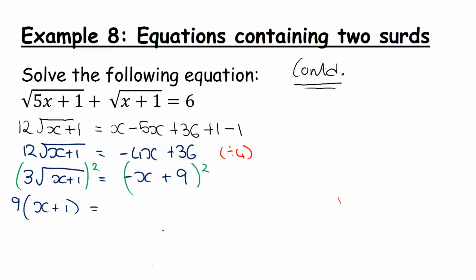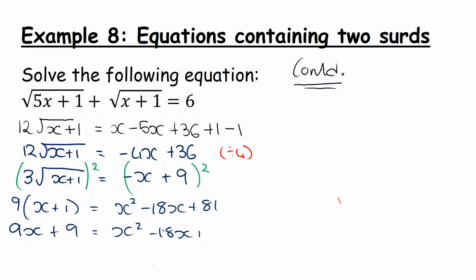And you can work this out the long way and that's absolutely fine, but what we'll end up with is x squared minus 18x plus 81. So now we just need to clean this up. 9x plus 9 equals x squared minus 18x plus 81. So when I clean that up, I end up with x squared minus 27x plus 72 equals 0. Okay, so there's a few steps there, and work through them on your own, make sure you're happy with them. So let's solve this quadratic now.